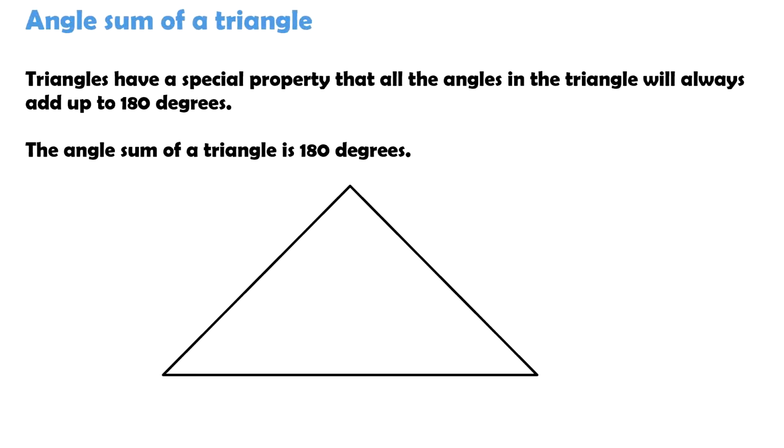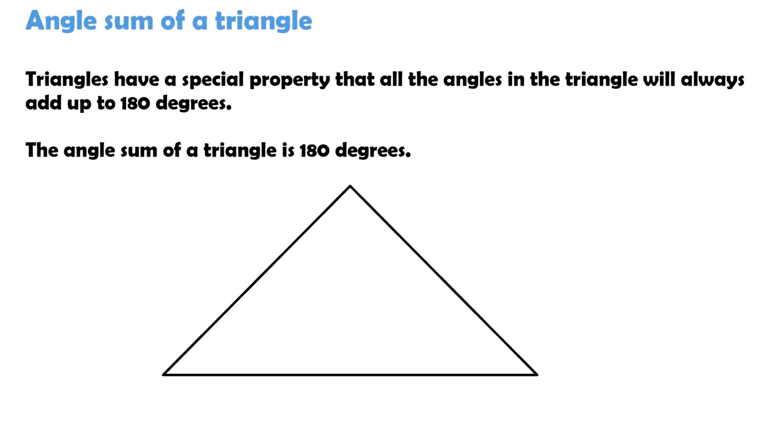In this video, we're covering the angle sum of a triangle. Now, this is a very special property, and the property is that all the angles in a triangle will always add up to 180 degrees. Again, the angle sum, as it's called, of a triangle is 180 degrees.